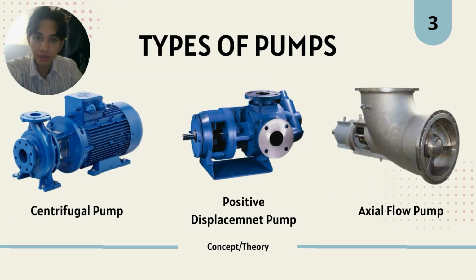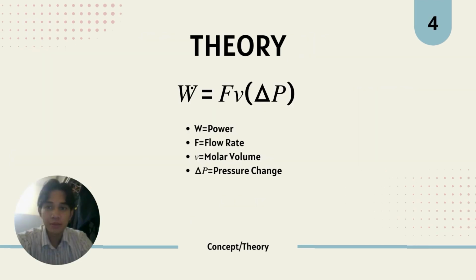These are some of the types of pumps that we'll be looking into. First is the centrifugal pump. Next is the positive displacement pump, and lastly the axial flow pump. The net result of the pumping action may be to increase the elevation, velocity, and/or pressure of the liquid. However, in most process applications, pumps are designed to increase the pressure of the liquid.